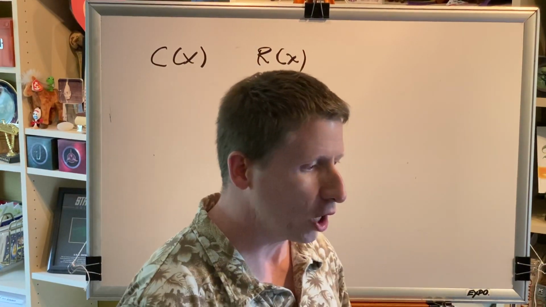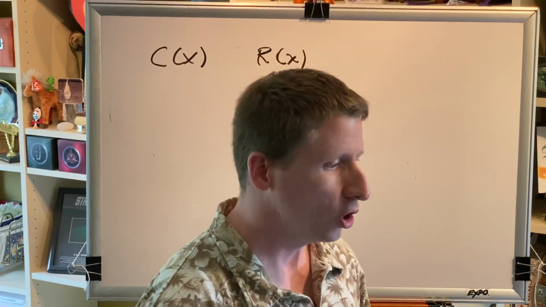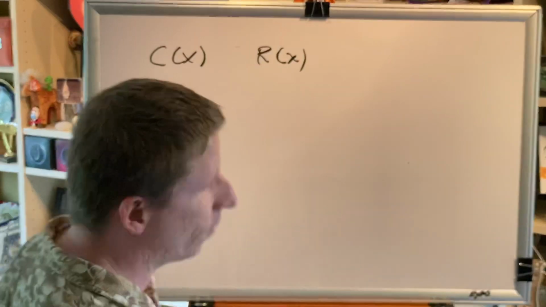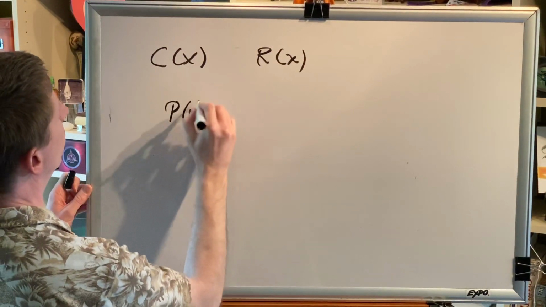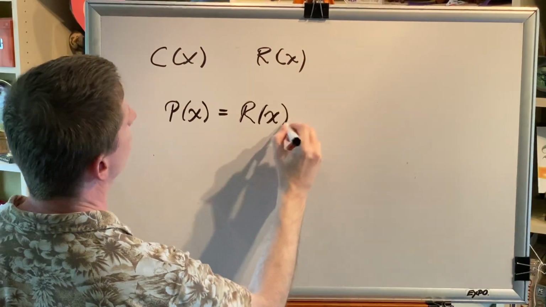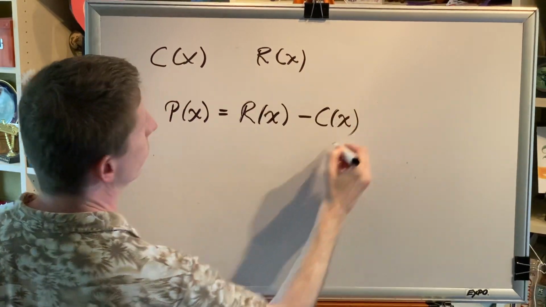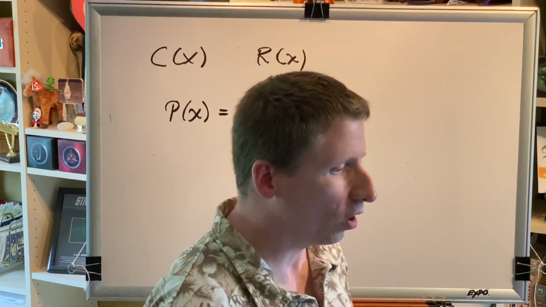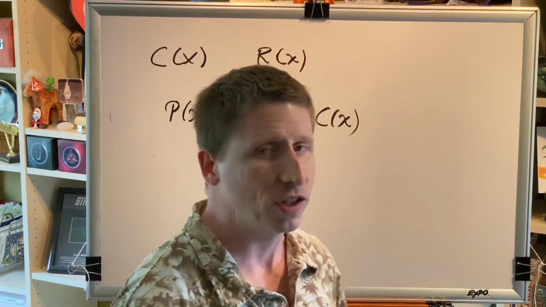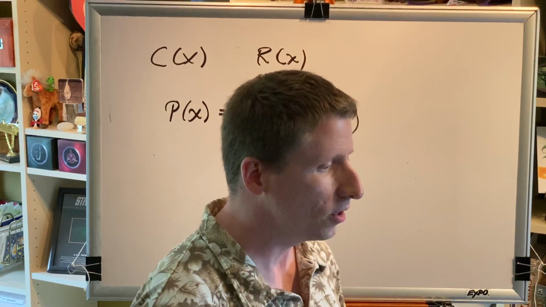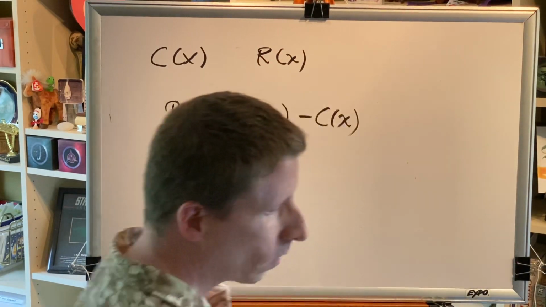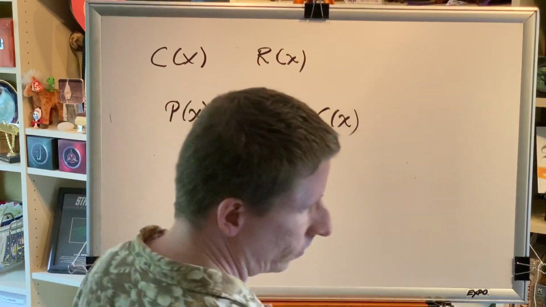Profit is determined by starting with revenue and subtracting costs. So the profit function, P of x, is created by subtraction. P of x is equal to R of x subtract C of x. This can be generalized for any two functions, f and g, using any of the four basic operations of mathematics: addition, subtraction, multiplication, and division. We have the following from your textbook.